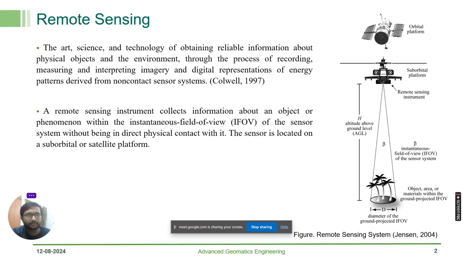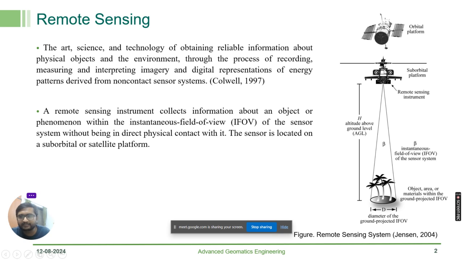When we talk about remote sensing, it is the art, science, and technology of obtaining reliable information about any object, let's say a tree, buildings, or any kind of environment. Environment means a water body or forest area and something like that. It involves collecting the data and recording continuous data over time, measuring and interpreting the imagery, and the digital representation of the energy patterns which we derive from those particular systems. So remote sensing instruments collect information about the object without being in contact with it.